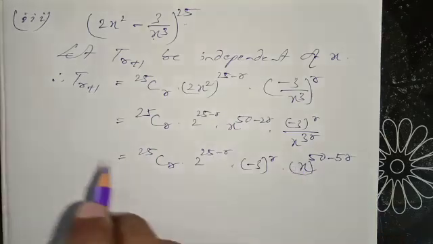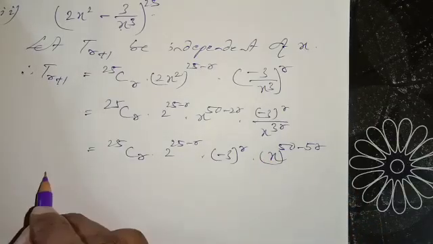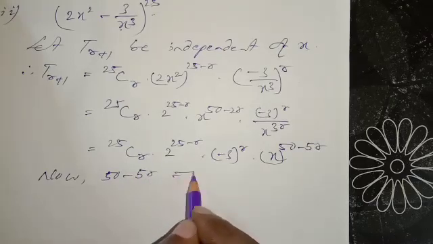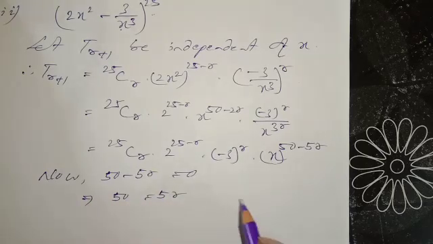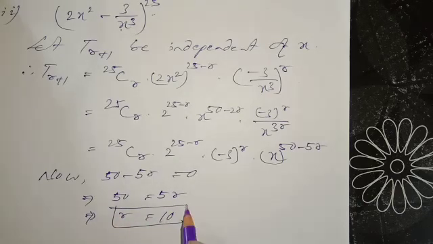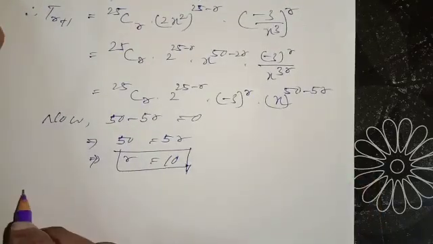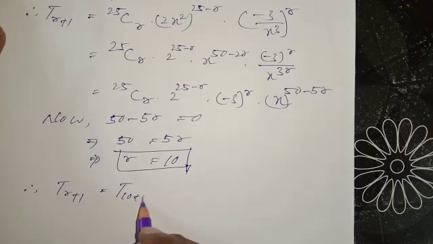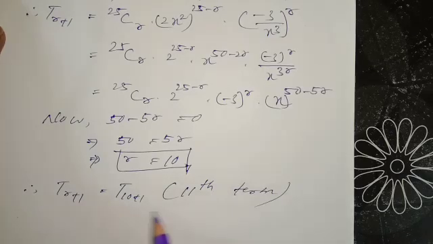As the term is independent of x, that means the power of x should be 0. The power of x should be 0. Now 50 minus 5r should be equal to 0. So from here 50 is equal to 5r. So this implies r is equal to how much? 10. r is equal to 10. Which term in this expansion is independent? Therefore, T(r+1) I have taken. That means r you are getting 10. 10 plus 1, which is the 11th term. The 11th term is independent of x.